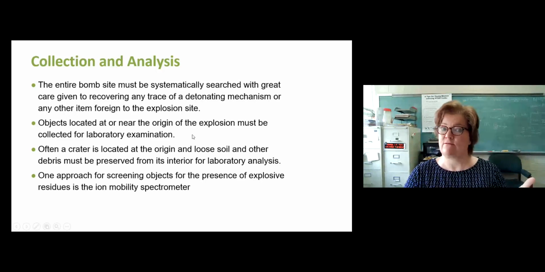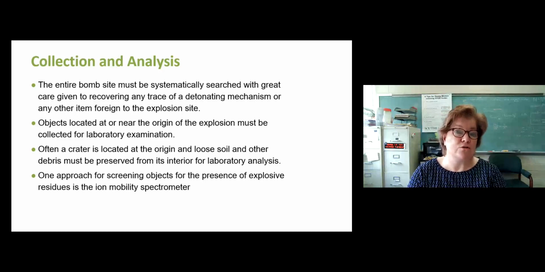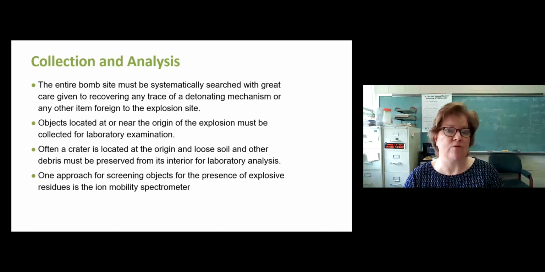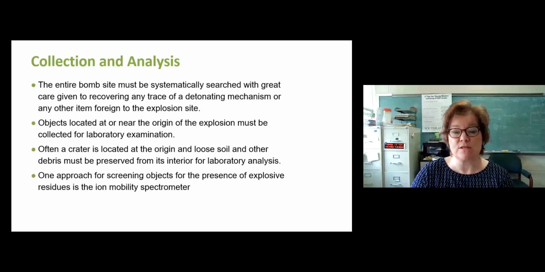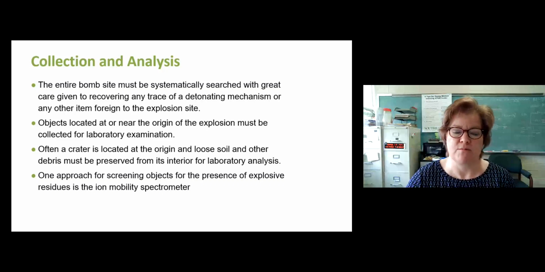We look, again, for other objects at that site of explosion that might give us a hint to what kind of explosive it was and how it was created. You'll tend to get a crater, especially if it was on the ground or low to the ground. That initial shock wave and blast often creates a little crater, and that can be very helpful for determining where the origin site is. Also, that loose soil may have chemical remnants in it that can help us identify the explosive. So that's what we're going to preserve.